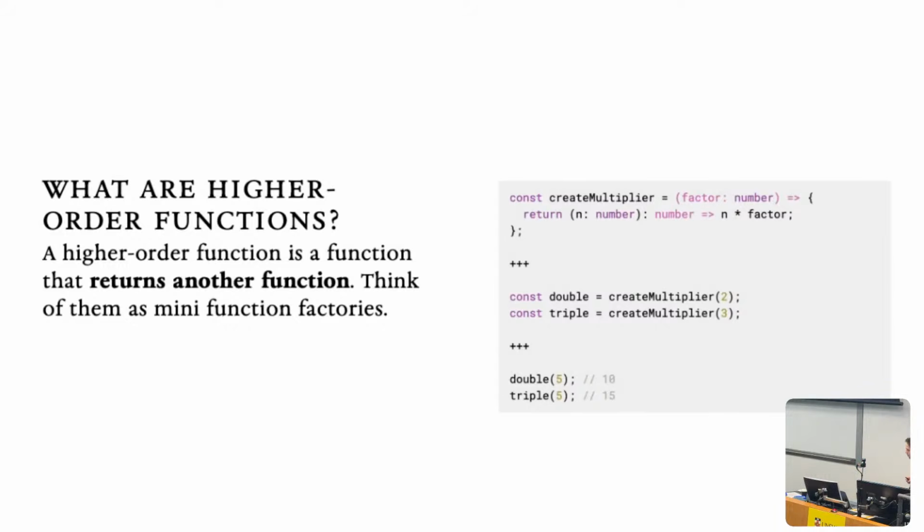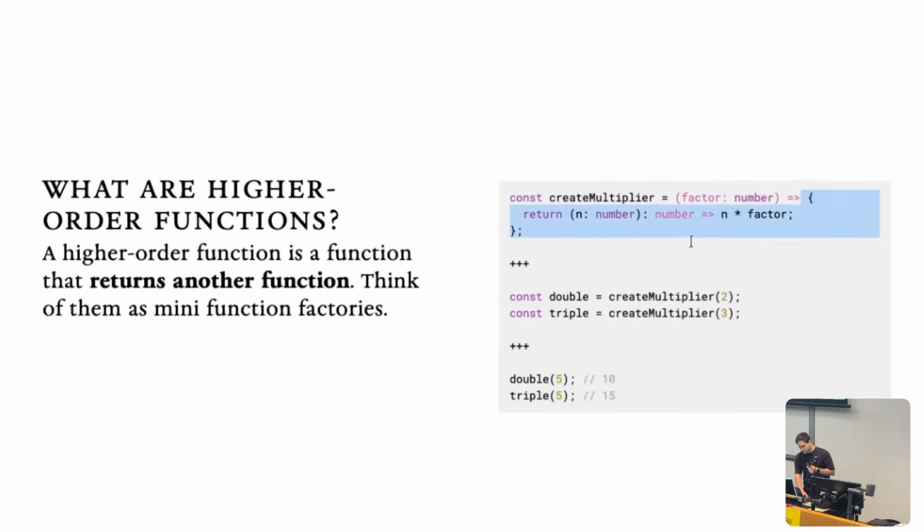Here's an example of a createMultiplier function. If we have a look at this line, the name of the function is createMultiplier. It accepts a parameter, which is just a number in this case. And what it does is return, because we're in the curly braces, so we have the return keyword. It returns this. So what is this?